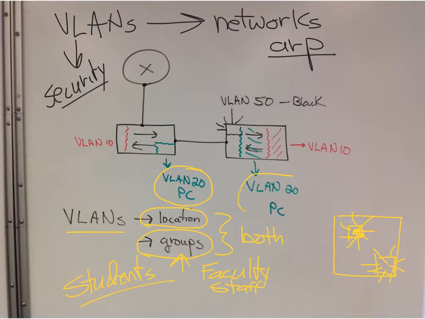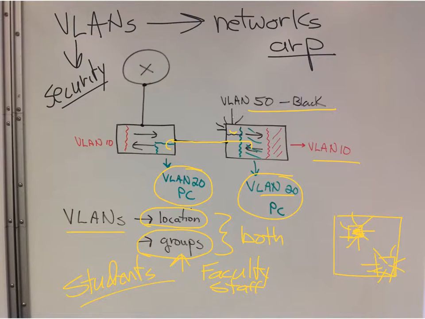PC on 20, PC on 20. They can talk to each other, right? Because their traffic will be tagged when it goes through, and it'll go from the green PC to the green PC. Now the black here, if you got on the black, that cannot talk to the 10 or 20 unless it goes through the router.